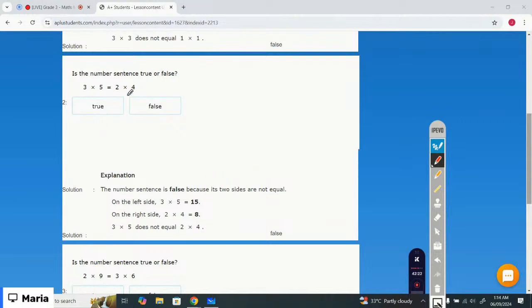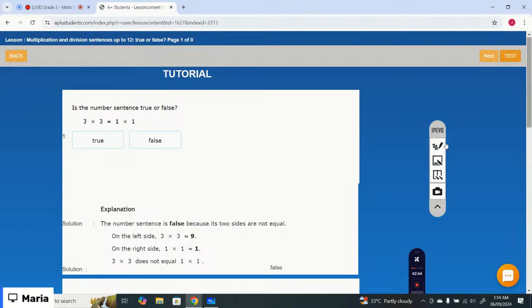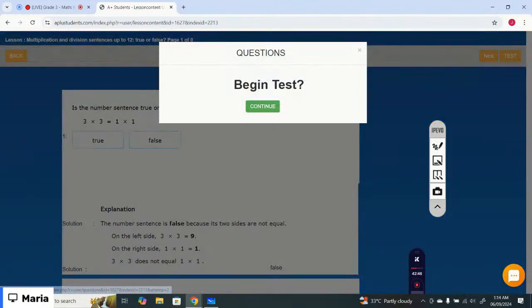Is the number sentence true or false? You have to do 3 times 5 equals 2 times 4. So just do 3 times 5, right? 3 times 5 is 15 and then 2 times 4 is 8. Again, they are not equal, right? So false it is, right? I'm going to start with the test questions. You can have a look at the tutorial by yourself later today. They are already solved, right? So let's just do practice questions.